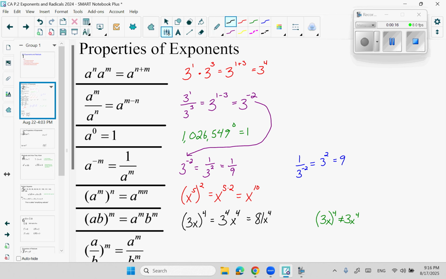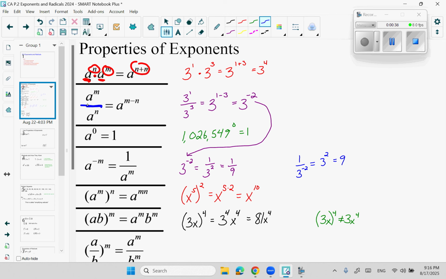Whenever we are multiplying two numbers with the same base, we would then add the exponents. So for example, 3 to the power of 1 times 3 to the power of 3, 1 plus 3 gives us 3 to the power of 4. Just like if I'm multiplying the same base, I add.